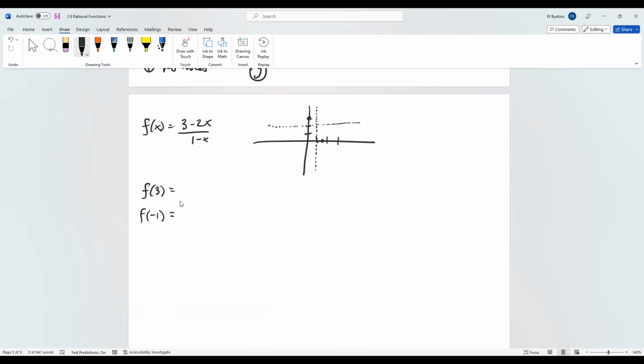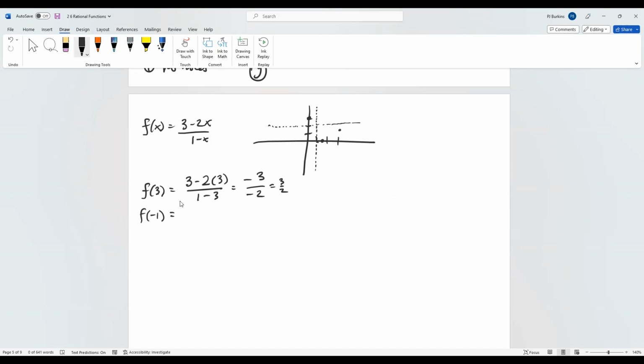Plug 3 in. (3 minus 2 times 3) over (1 minus 3). So that's going to be 3 minus 6, or -3. Then divided by 1 minus 3, which is -2. So we get 3/2 again. So when x is equal to 3, y is equal to 3/2. So it looks like we're up here.